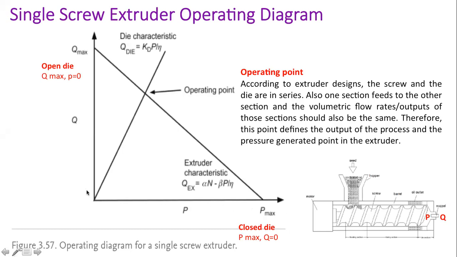When we open the die fully, the pressure reduces. Atmospheric pressure comes. Then the pressure becomes the lowest. When we open the die, Q max means a larger amount of output comes. If we close the die, the output decreases. I think you can understand it very easily. This is a graph. These are the relationships between these three factors, and we call this point the operating point.